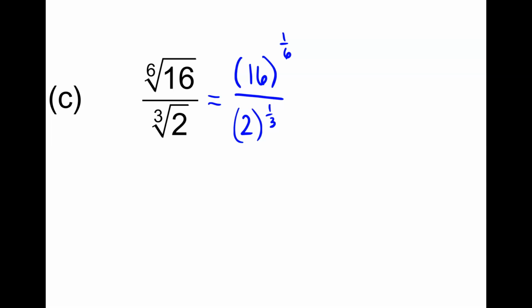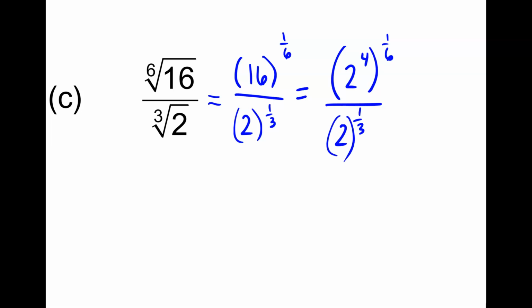2 times 2 times 2. So I could have the same base, so I can use rules of exponents. 2 to the 4th power is 16. 2 times 2 is 4, times 2 is 8, times 2 is 16. So I can instead write this as 2 to the 4th power, and then I still have the 1/6 power, over 2 to the 1/3 power.